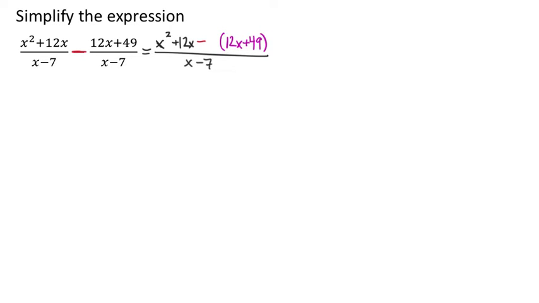There we go. All right, now that we have that in the numerator, let's go ahead and distribute. Again, I'm showing the distribution. Not everyone needs it, but I'm going to show it. So -1 distributed into the parentheses: -1 times 12x would be -12x, and then -1 times 49 would be -49. Everything else stays the same. Still got the x squared, and then the plus 12x, and then the denominator is still x minus 7, okay?